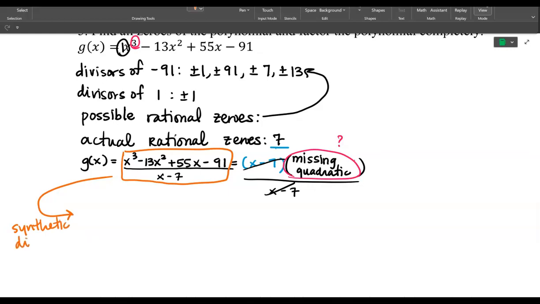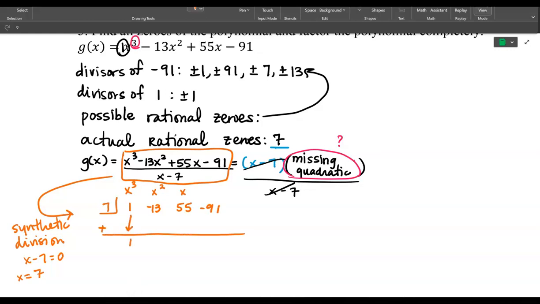So then synthetic division tells me to take what we are dividing by, which is x minus 7, that's linear in this case, set it equal to 0 and get that x is equal to 7. That 7 number goes in the box. I'll line up the coefficients of the dividend. The number in front of x cubed is 1. The number in front of x squared is negative 13. The number in front of x is 55. And the number with no x is a negative 91.